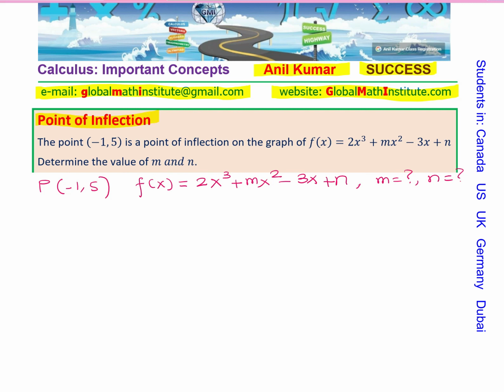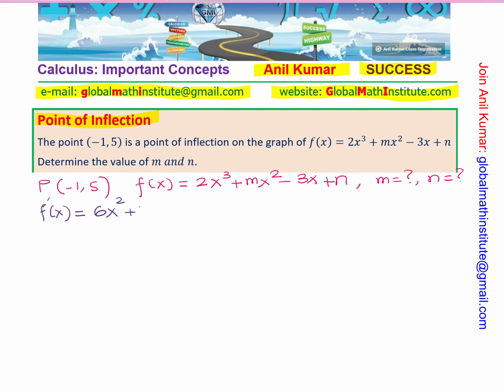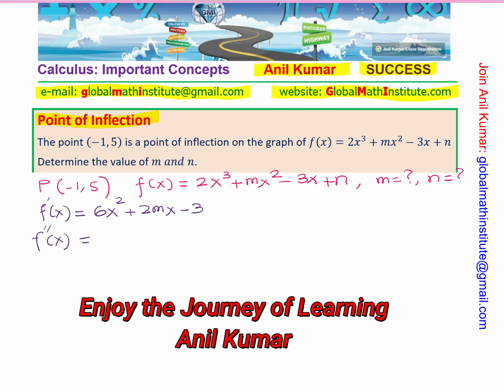Point of inflection really means that the second derivative should be 0 for the polynomial, right? So let's find the derivative of this function. The derivative of this function is equal to 6x squared plus 2mx minus 3. And the second derivative will be equal to 12x plus 2m, right? And this is equal to 0 at x equal to minus 1. You get the whole idea.